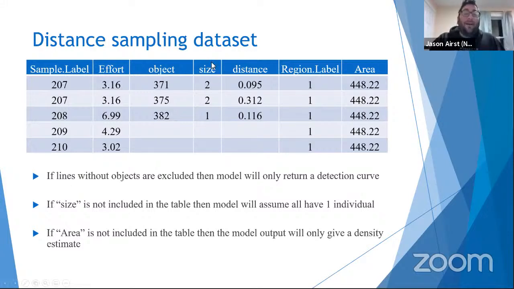And if you don't include a size row, then the model will assume that all your groups have only one individual in them. Finally, if you don't include an area row, then your summary statistics are only going to give you a density measure, not an abundance measure.